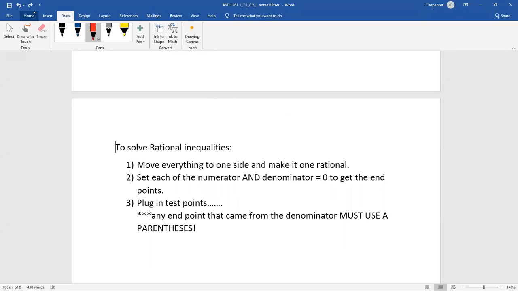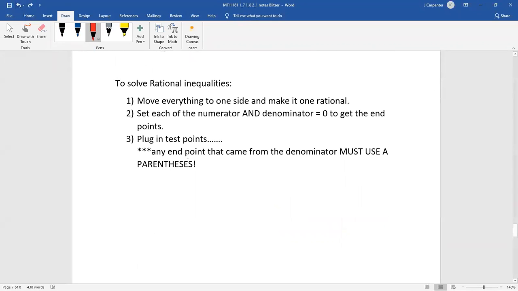Now that's only the things that come from the bottom. Anything that came from the top is perfectly allowed to be 0, because the top being 0 doesn't make the world explode. It's the bottom being 0 that makes the world explode. So any endpoint that came from you setting the bottom equal to 0, all caps, must use a parentheses. This is the number one classic rookie mistake that students make. So don't make that mistake.